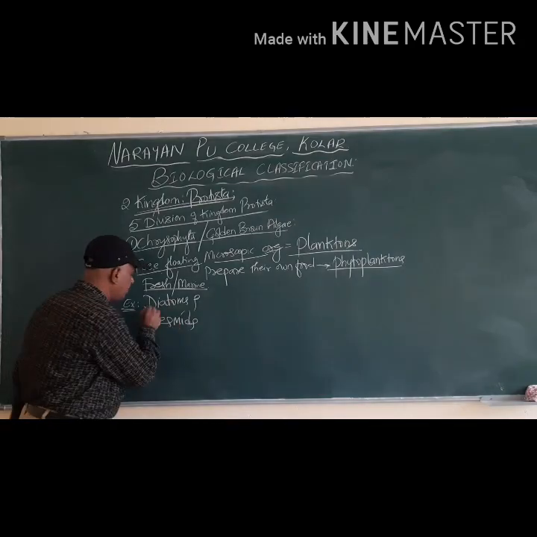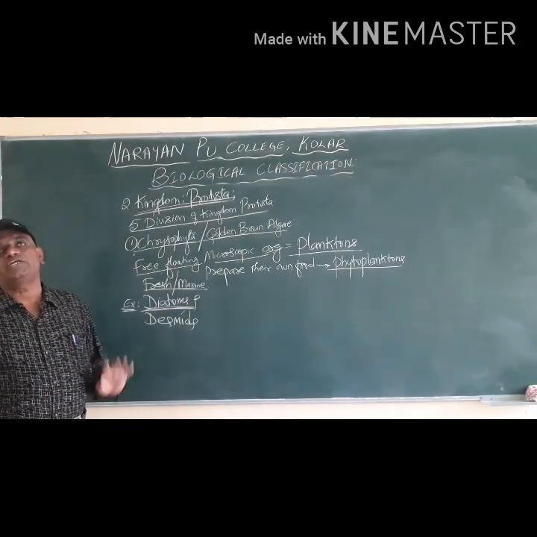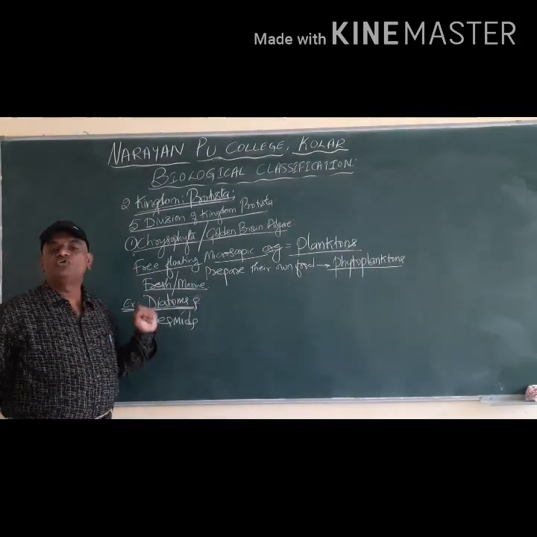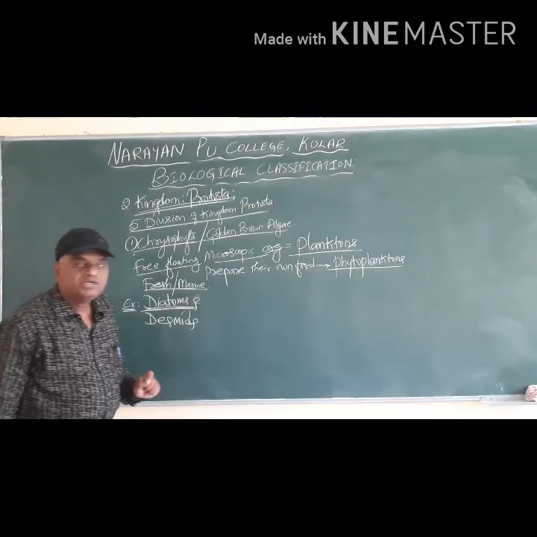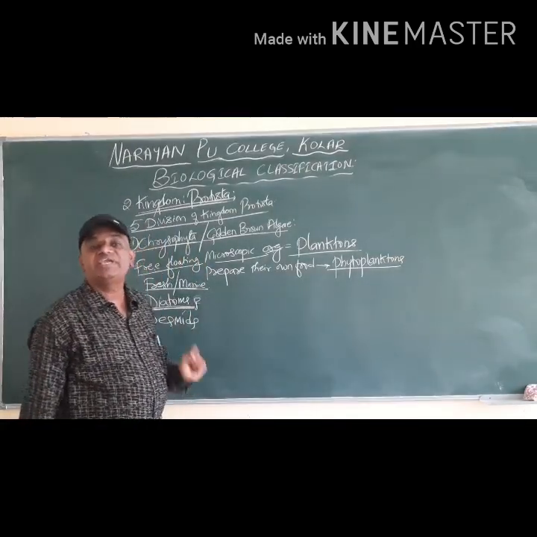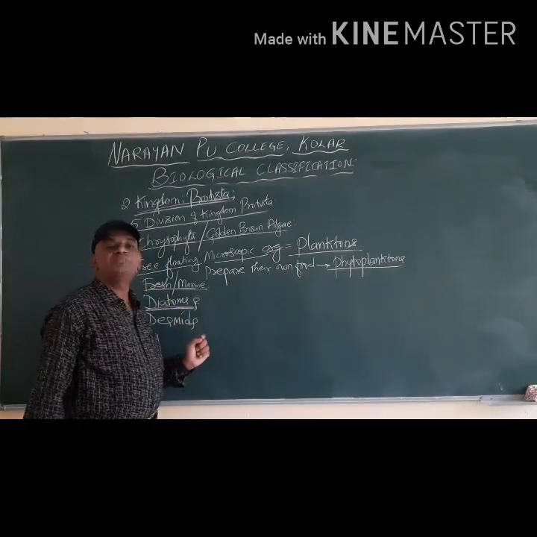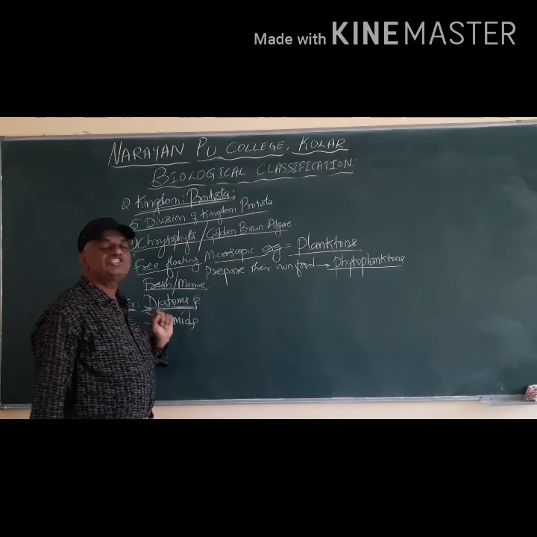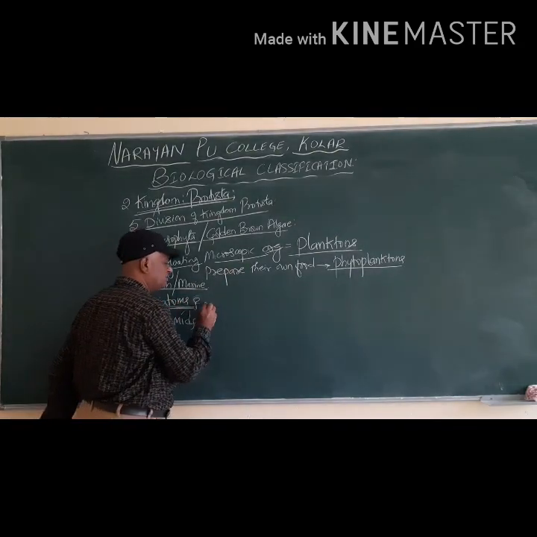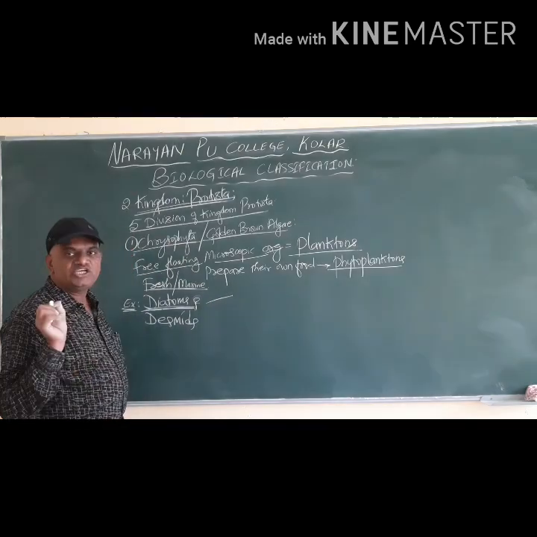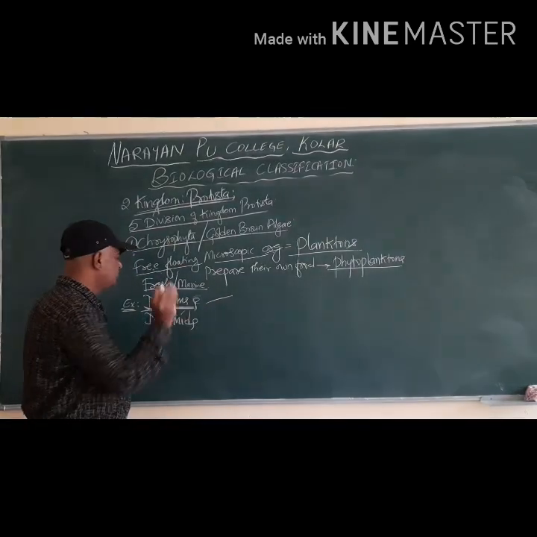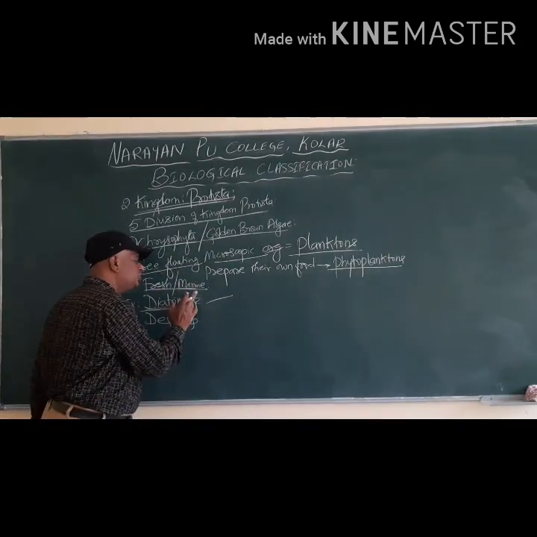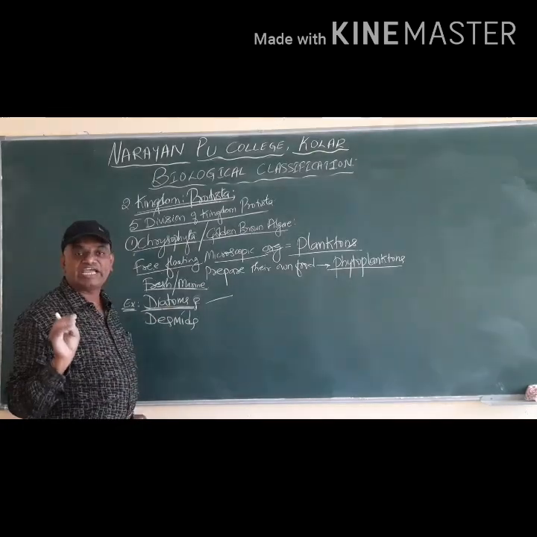Now a few points regarding diatoms. The word diatoms itself indicates that the plant body is made up of two halves. Two sides or two halves are present, hence it is called diatoms. Each half is called a theca, and because of the two halves it is called diatoms.